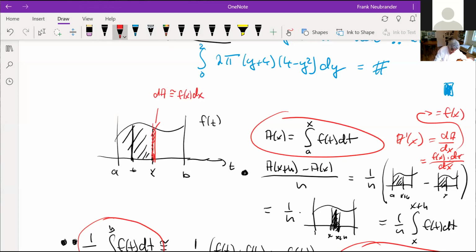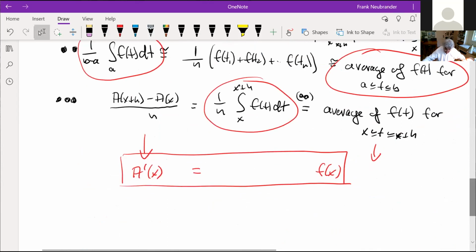So this is dA. If x changes, the area changes by this little red rectangle here. And the area is approximately f of x, that's the height, times dx. So dA over dx is the same as f of x. Or if you want to do it a little bit more spiffy, you do it with the averages. There's a little bit more mathematics in there. And both of them are okay explanations of the fundamental theorem of calculus.